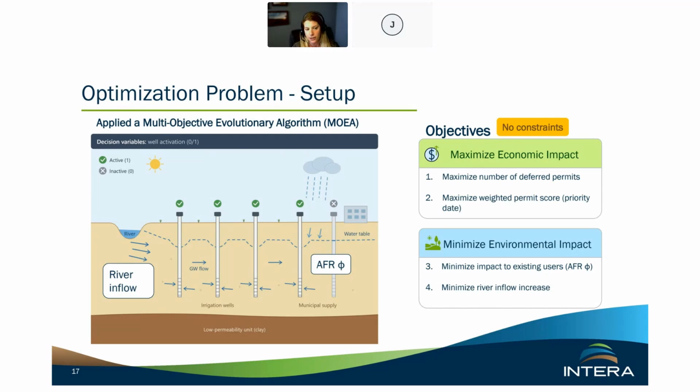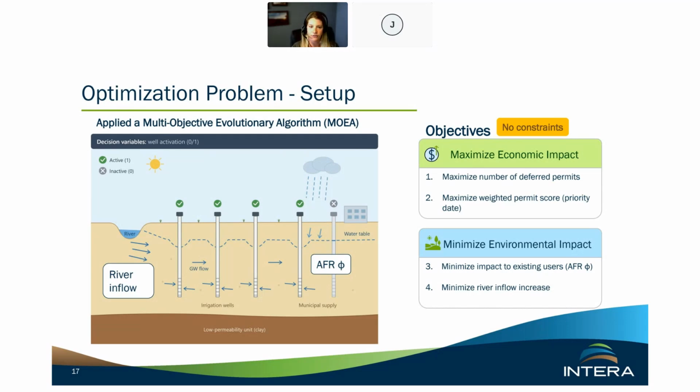Then for our environmental impact objectives, number 3, we're trying to minimize impact to existing users. I call this our AFR objective function. AFR stands for auto flow reduce. It's a setting that you can turn on in the well package. The idea is that you can set a threshold, say 1/10 of a foot within the bottom of the grid cell. If the simulated heads are coming close to that threshold or going to be below it, that triggers AFR, and that can reduce the flow into that well.